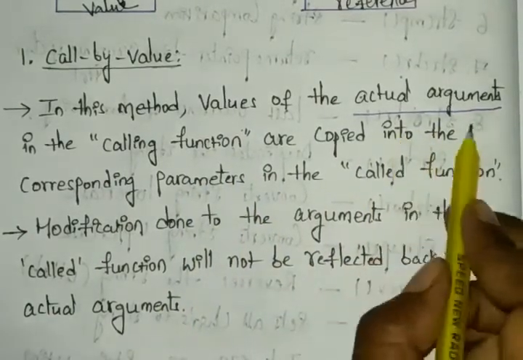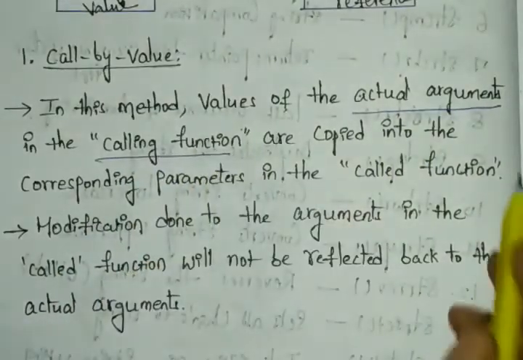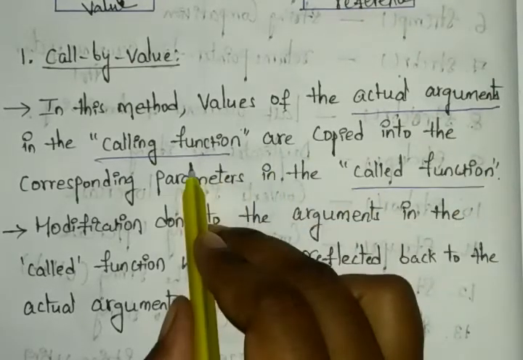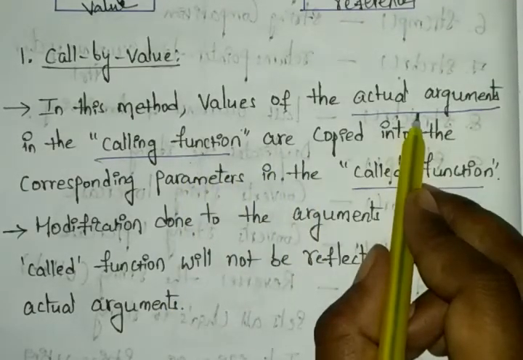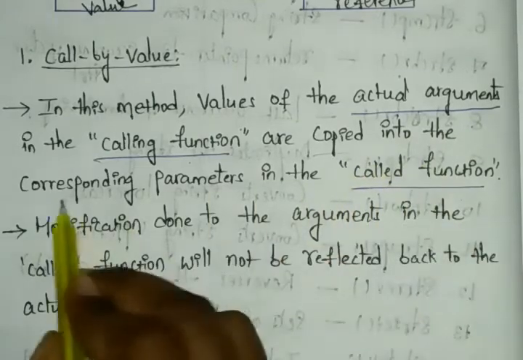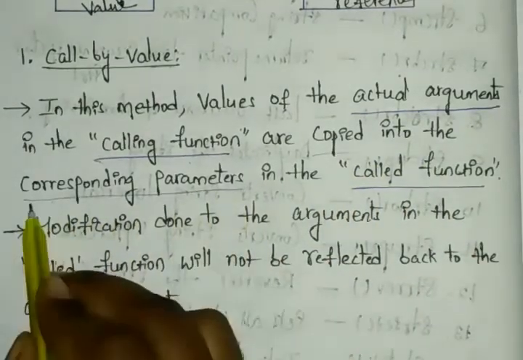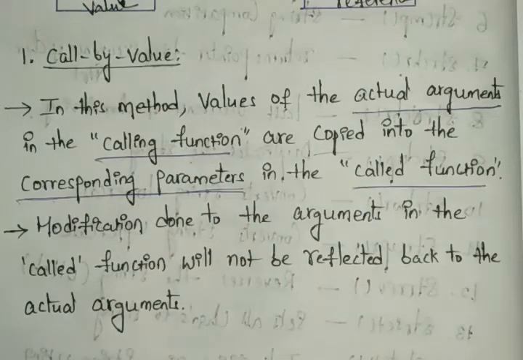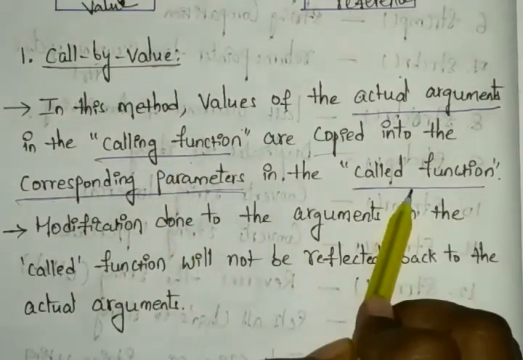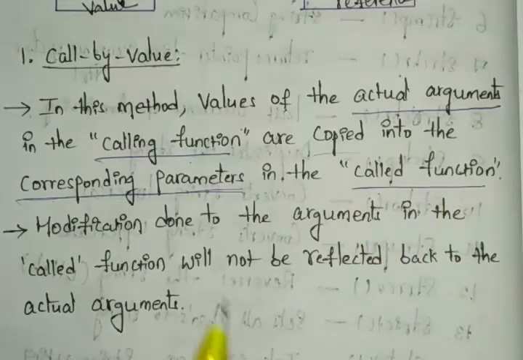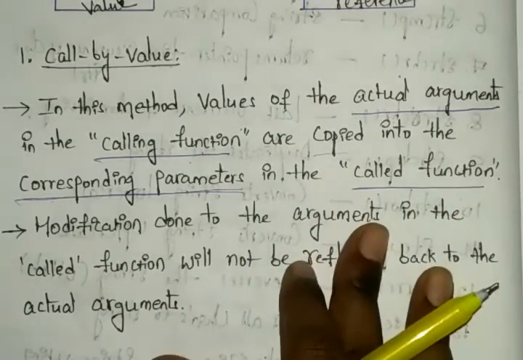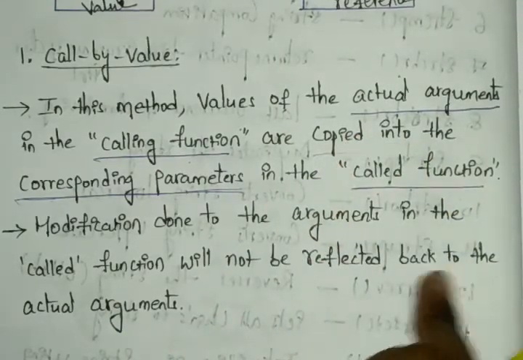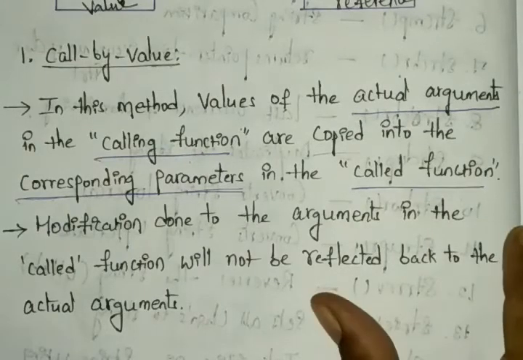Your actual parameters belong to the calling function. Your formal parameters belong to the called function. So whatever parameters you have in the actual parameters are copied into the corresponding formal parameters, going from the calling function to the called function. Whatever you copied from the actual to the formal, we only do the modification there.